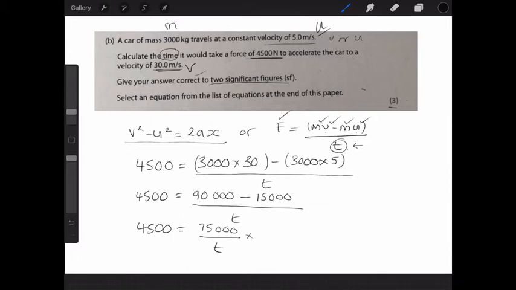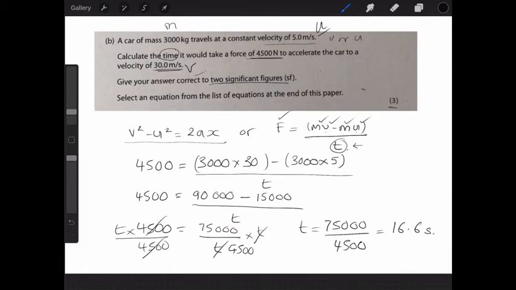And then if I times both sides by t, they cancel out here. And then if I divide both sides by 4,500, they cancel out there, leaving me that t will be 75,000 divided by 4,500, which comes to 16.6 seconds.